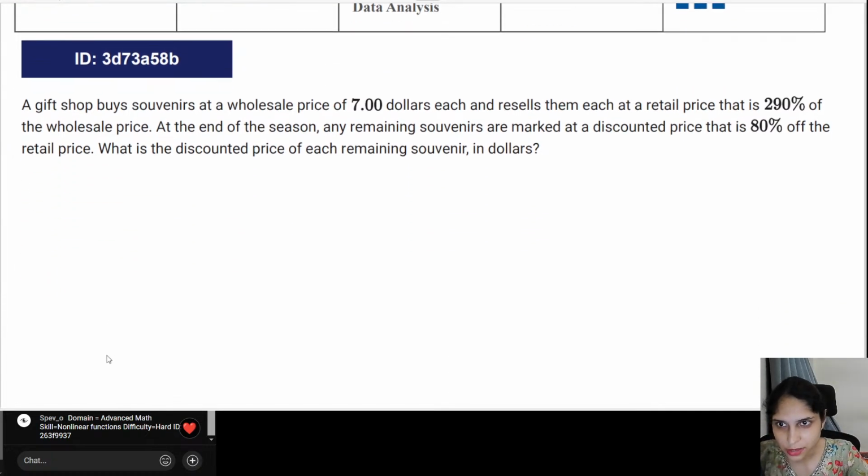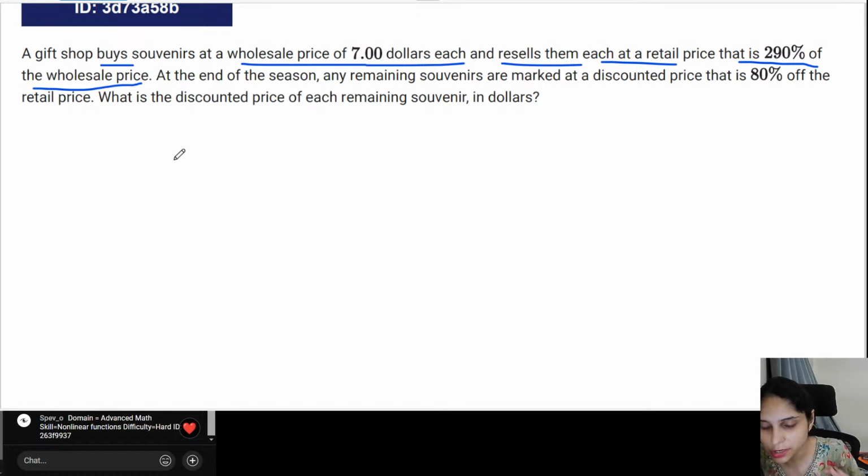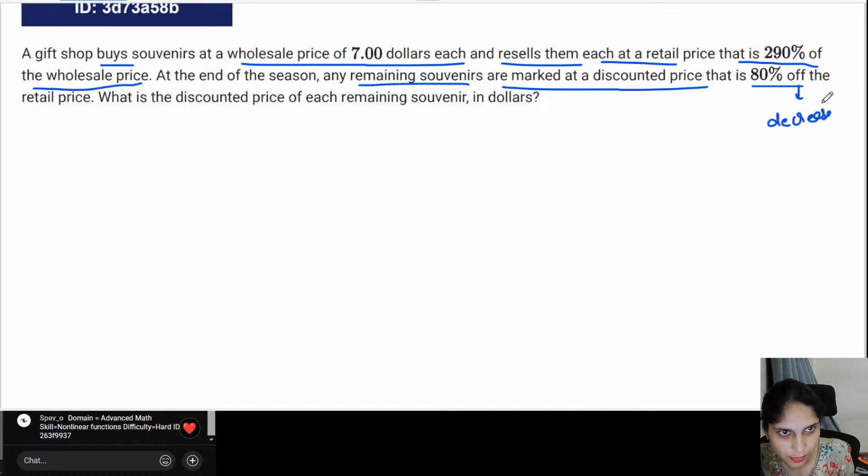So a gift shop buys souvenirs at a wholesale price of $7 each. They're buying at $7 each, resells them each at a retail price that is 290% of the wholesale price. So there is no increase or decrease. They're directly saying it is 290% of wholesale price. At the end of the season, any remaining souvenirs are marked at a discounted price that is 80% off. When you have double off, that means it is decrease, 80% decrease. The retail price. What is the discounted price of each remaining souvenir in dollars?